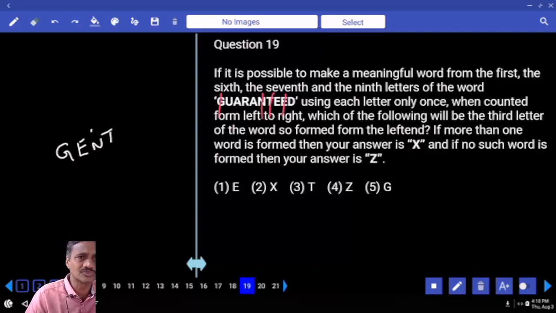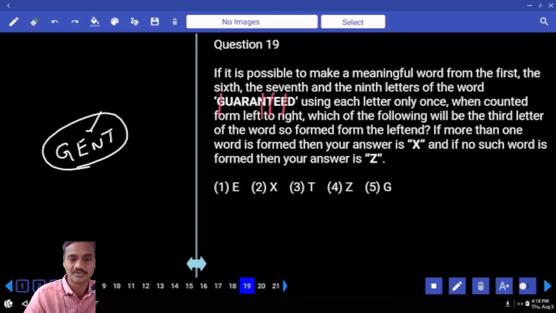Why is it T? What is the word we have? No. First option is not right. Gent is the word in this one. N should be the third, or second from the left hand side.